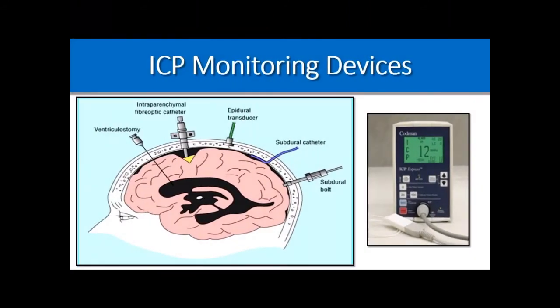The ICP can be monitored through ventriculostomy, intraparenchymal fiber optic catheter, epidural transducer, subdural catheter, and subdural bolt. So these catheters will be connected to a monitor that will read the pressure inside the brain.